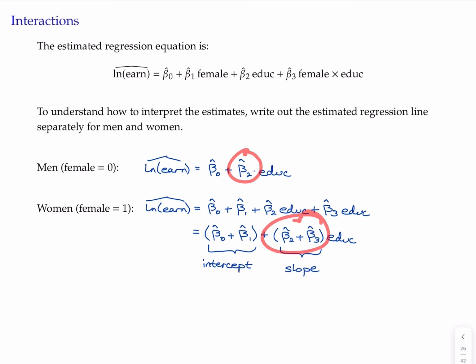All right, so that coefficient on the interaction term has a nice interpretation as the difference in the slope on education. The difference in the slope on education for women relative to men, and therefore it can directly answer our question, how much higher or lower is that slope for women compared to men?